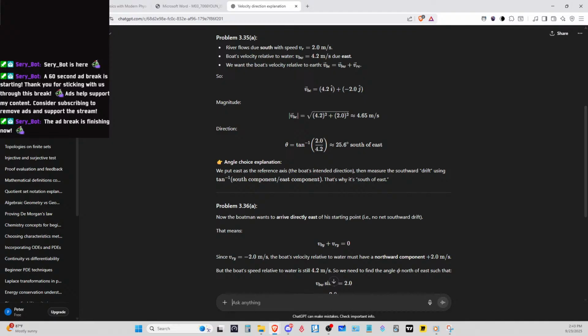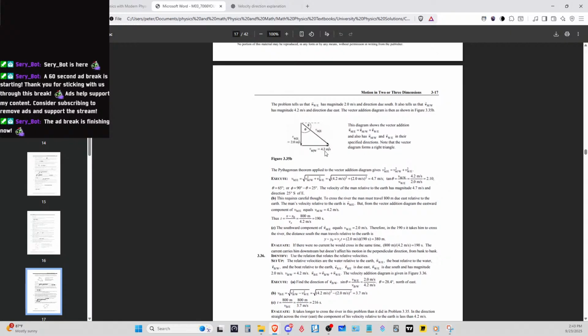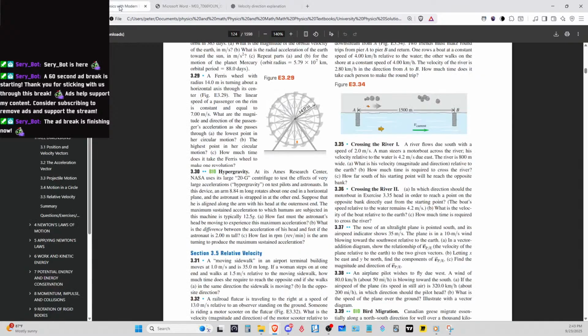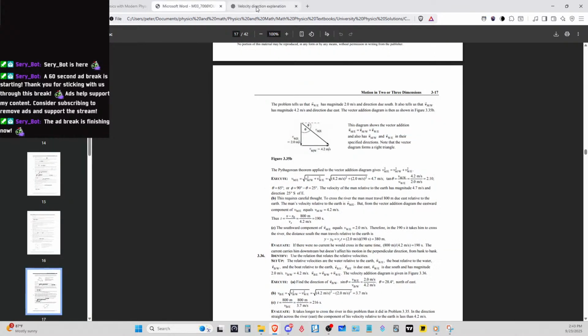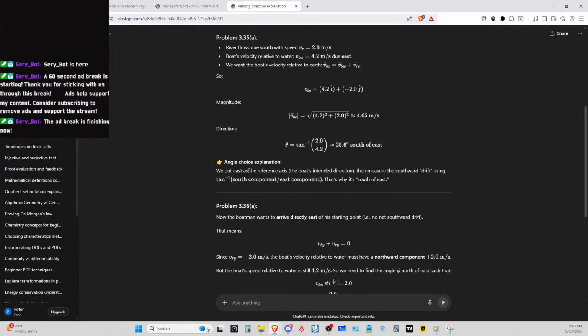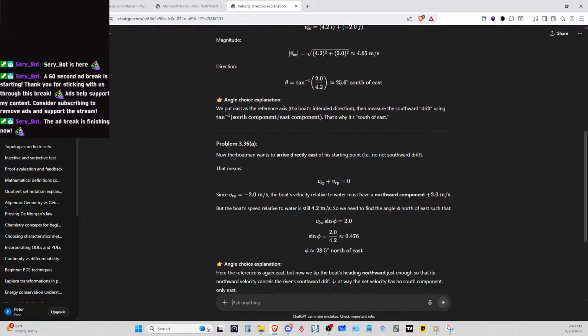So we put east as a reference point. So let's take a look at this. So the east is the reference this way. Boat's intended direction, then measure the southward drift using the tan, so south component and the east component. That's why it's south of east.